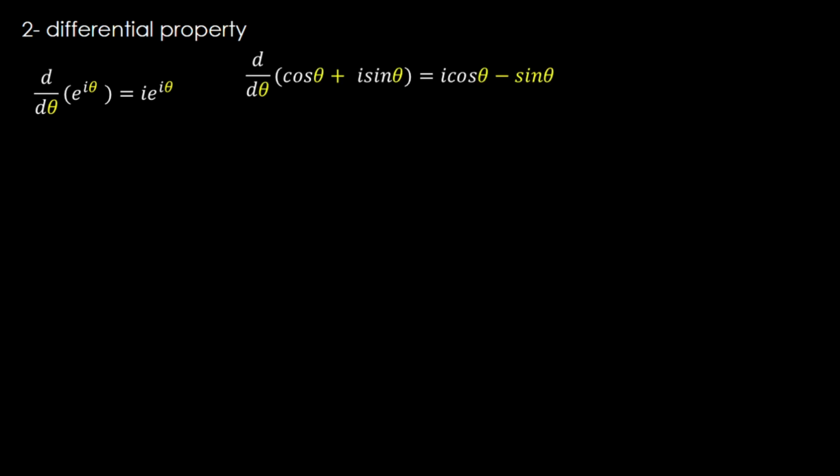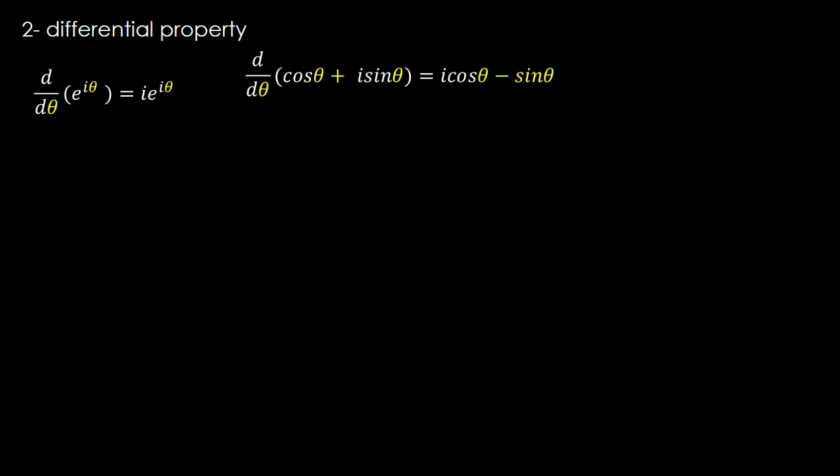There is a differential property. If you differentiate e to the i theta with respect to theta, you are going to have i e to the i theta. That's critical. That's exactly what you have from the basic principle of differentiation. In terms of e, you differentiate the exponent and copy it here, that is i in terms of theta, and you copy it back, that is e to the i theta.